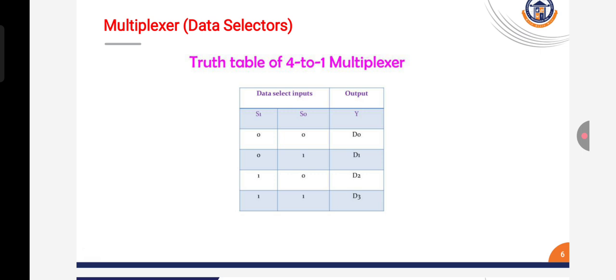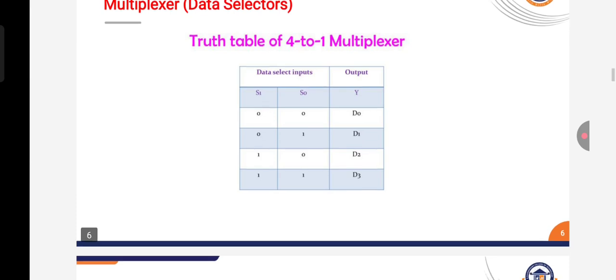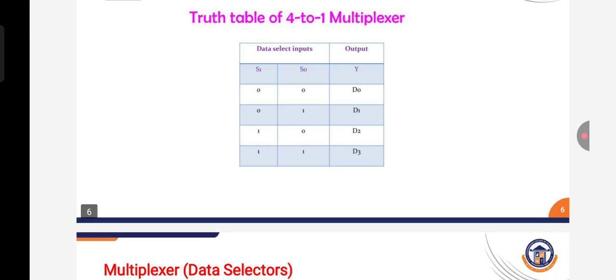The data selection lines are S1, S0. With two selection lines there are 4 combinations: 00, 01, 10, 11. When the selection line 00 is on, the output Y is equal to D0. When the selection line 01 is selected, the output Y is D1. Next, when the selection line 10 is selected, the output is D2, and when the selection line 11 is selected, the output is D3.